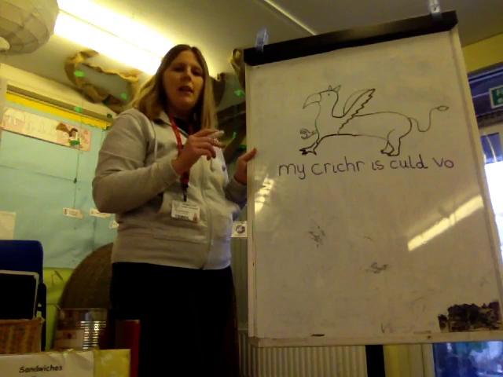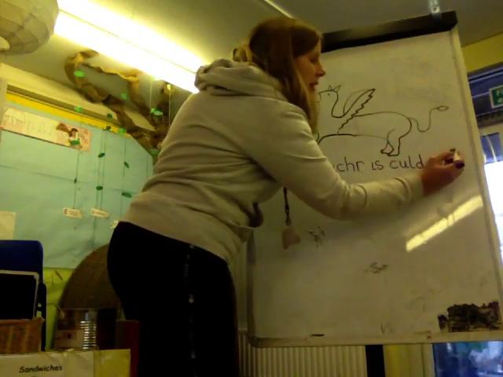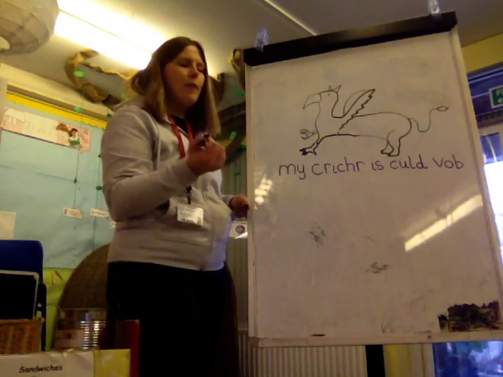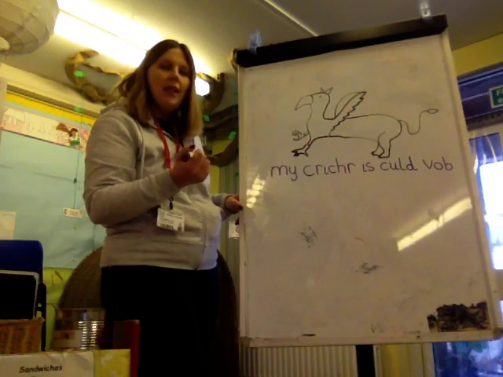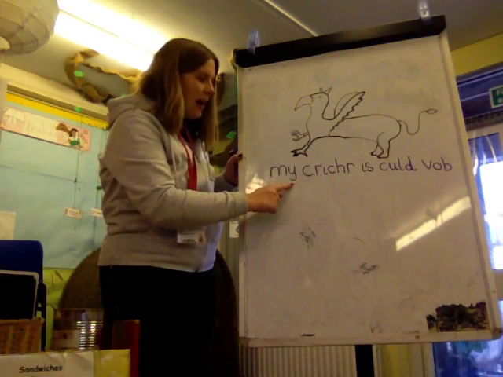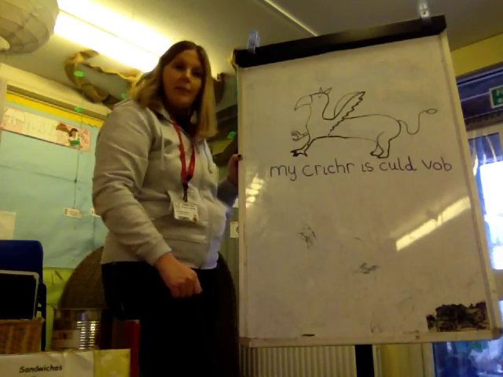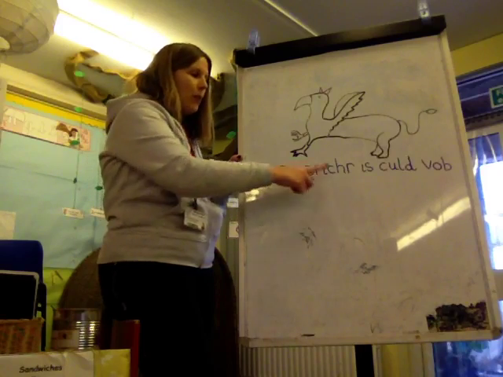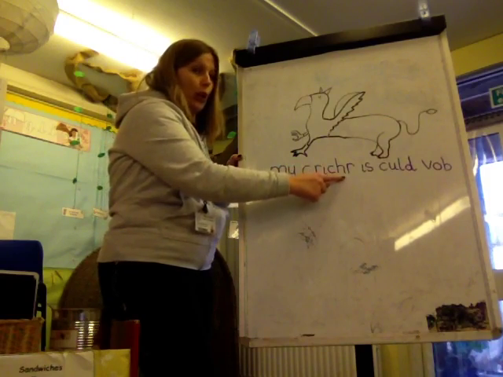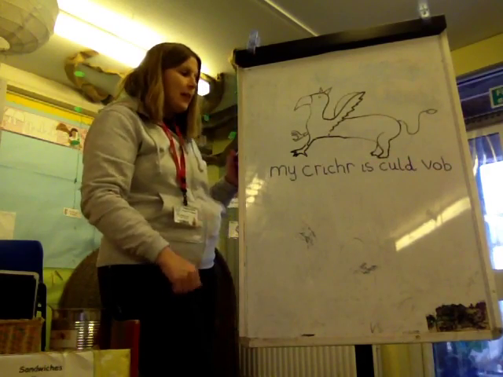And the last phoneme in vob. That's right. B, b, b. Down the lace to the heel and around the toe. Vob. Excellent. Shall we read our sentence to make sure it makes sense? Are you ready? It says, my creature is called vob. That's my sentence. We know it's a sentence because a sentence is made up of words. Let's count how many words are in our sentence. 1, 2, 3, 4, 5. 5 words in our sentence.